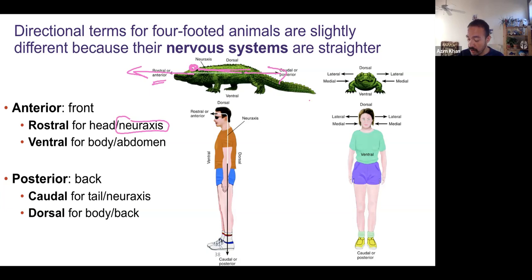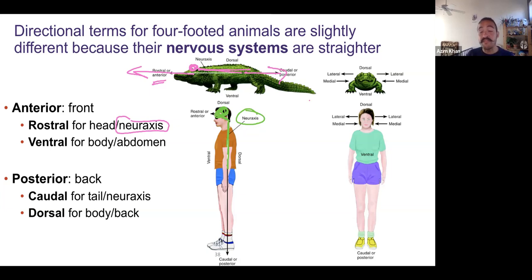But for us, take a look at the picture down here. I'm going to color in green. Here's our brain. Well, the brain bends and then the spinal cord goes down. There's a bend in the neuraxis in humans because we stand on 2 feet.